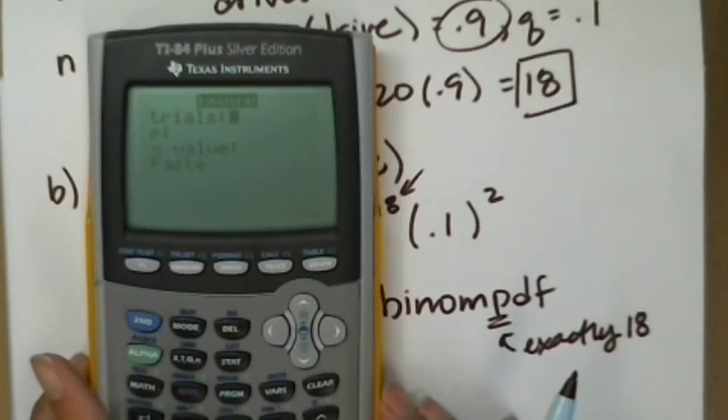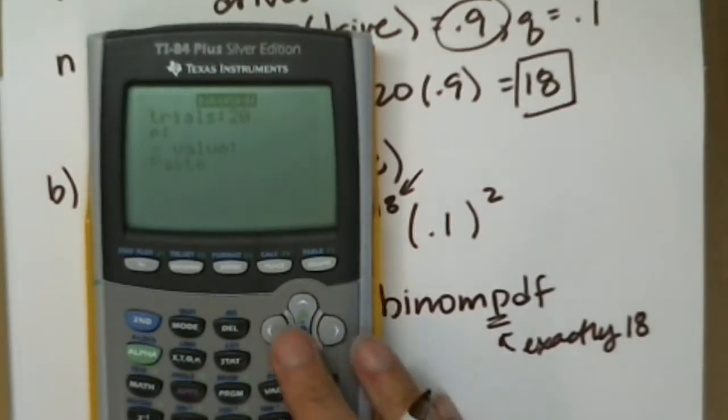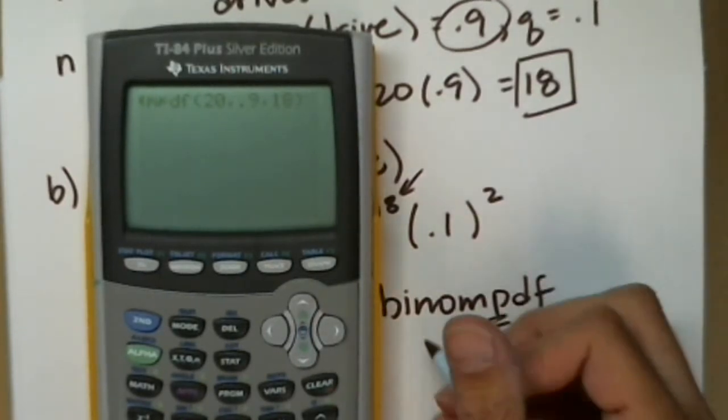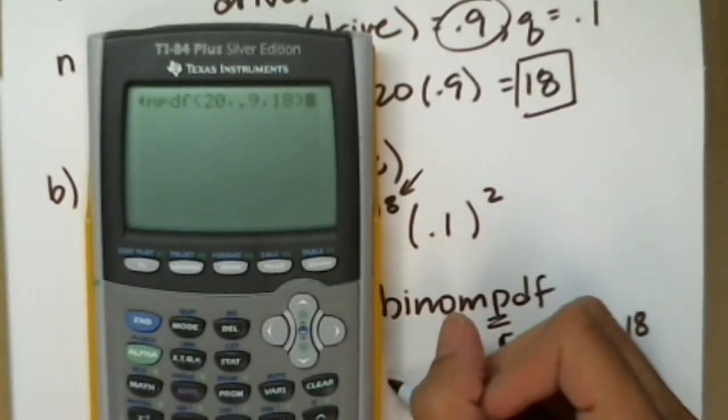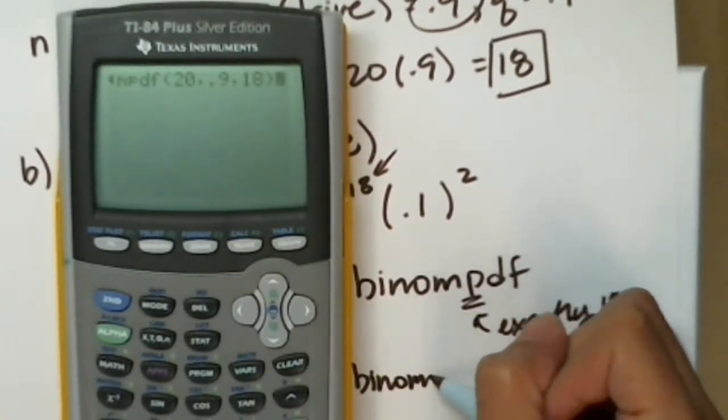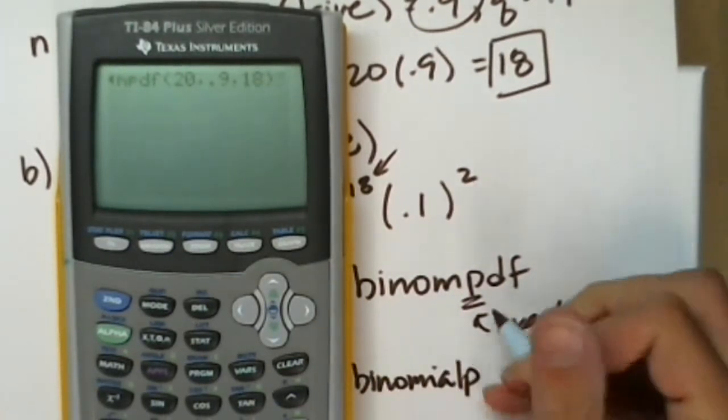Okay, but for my version, how many trials? Well, we're surveying 20 people, so there's 20 trials. P is the probability of a success for driving, which is 0.9. X is the number of successes, and we were wondering the probability that 18 drove. So I put an 18 there, and then I hit paste. But look, it puts this right here. So if you have the other version of the calculator, you're going to choose that binomial PDF. Let me give myself a little more room. Binomial PDF, just like we did.